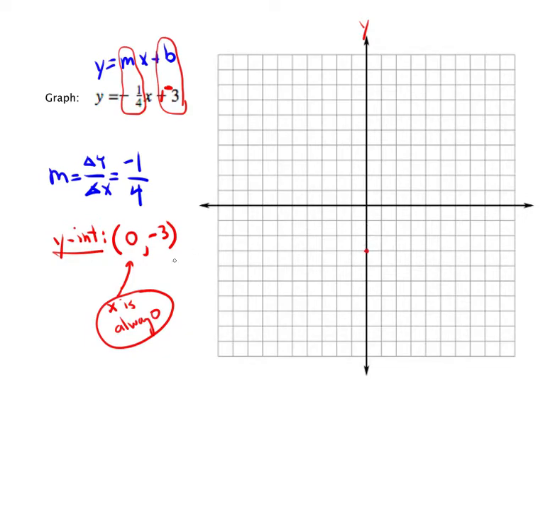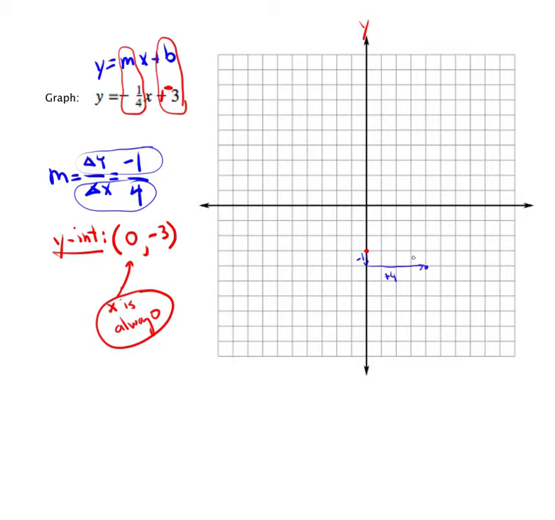So that's our y-intercept. Now our slope from that point, we know that our line goes through that point. Our slope is a change in y of negative 1 and our change in x of positive 4. So from that point, I'm going to go down negative 1 and to the right positive 4, because that's our change in x. So plus 4 for our change. And that is our next point.